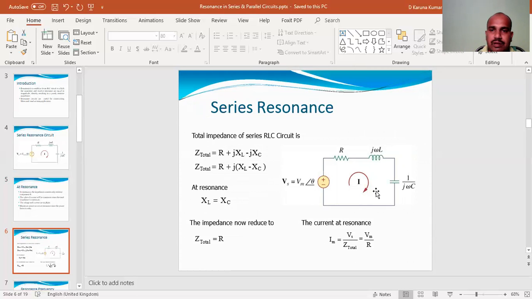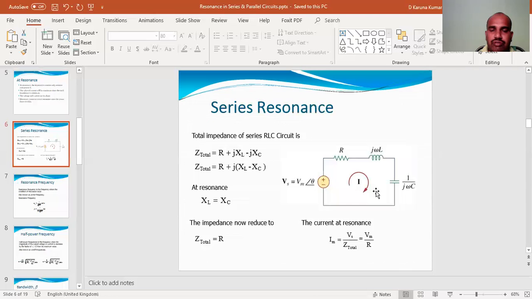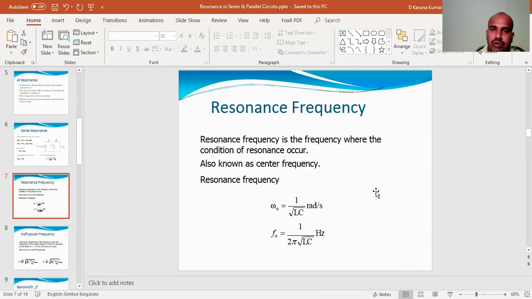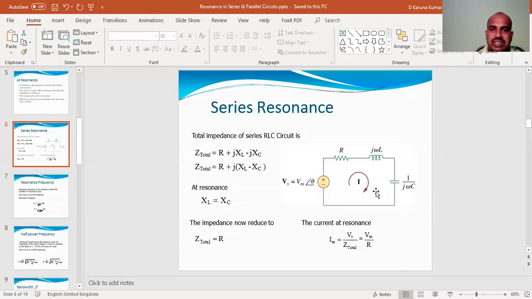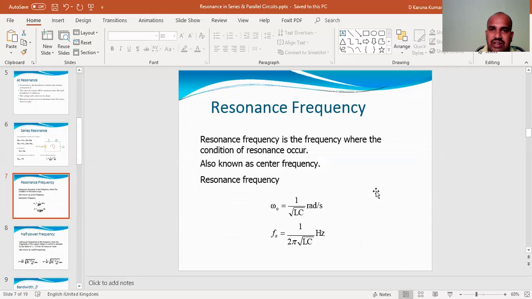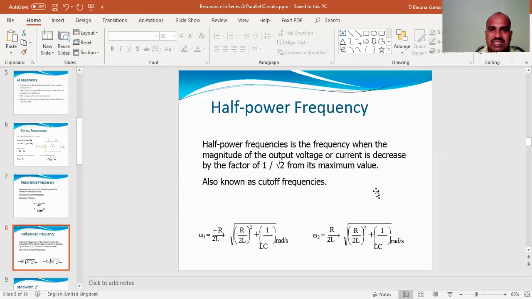Now we have to find the resonant frequency. The resonant frequency is the frequency at which the resonance condition occurs. The resonance condition is XL minus XC equal to 0, where XL equals 2 pi f L and XC equals 1 by 2 pi f C. So f squared equals 1 by (2 pi) squared times LC, that is, f equals 1 by 2 pi root LC. The final resonant frequency is f naught equal to 1 by 2 pi root LC.